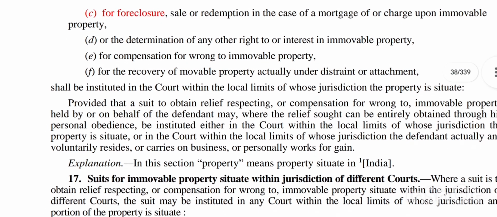Provided that a suit to obtain relief respecting or compensation for wrong to immovable property held by or on behalf of the defendant may, where the relief sought can be entirely obtained through his personal obedience, be instituted either in the court within the local limits of whose jurisdiction the property is situated, or in the court within the local limits of whose jurisdiction the defendant actually and voluntarily resides, or carries on business or personally works for gain.